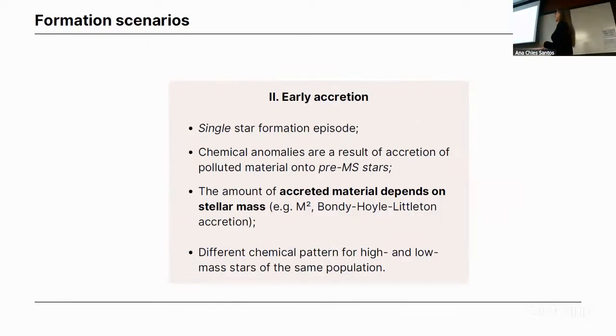The second set of scenarios instead, that we call early accretion, predicts a single episode of star formation and that the chemical anomalies that we see are a result of accretion of material onto main sequence stars. However, as you may know, the amount of accreted material depends on stellar mass. Higher mass stars are going to create more material than low mass stars. So to test if this set of scenarios is correct, we could just measure the differences in chemistry between first and second population stars that are high mass and low mass. The problem is to do that for low mass stars in globular clusters that are located far away.